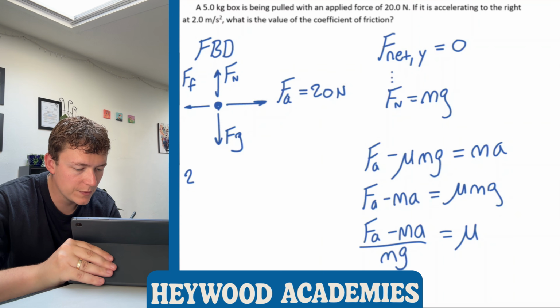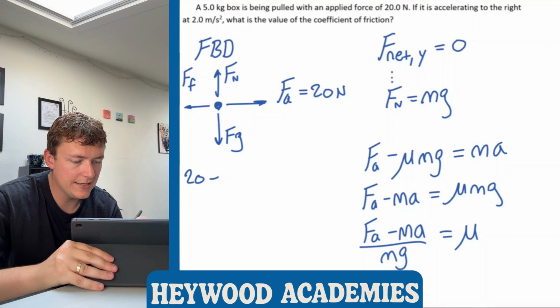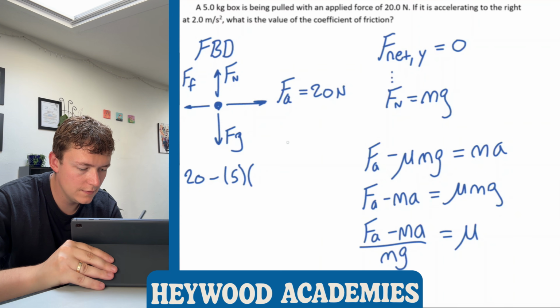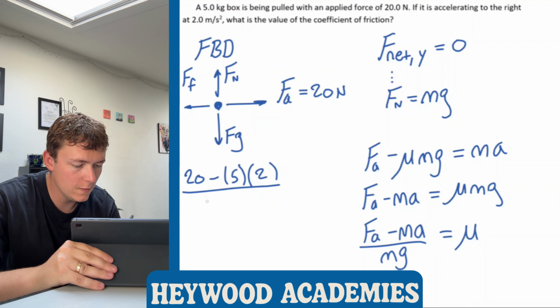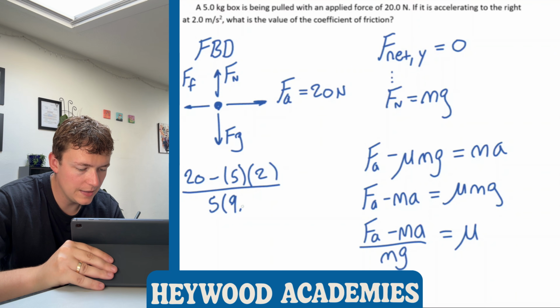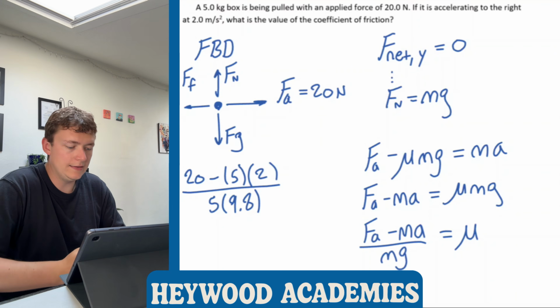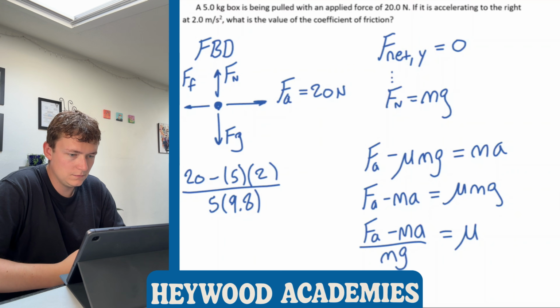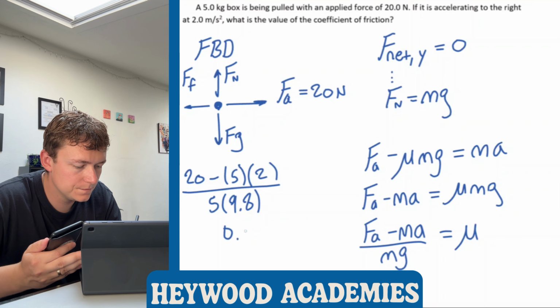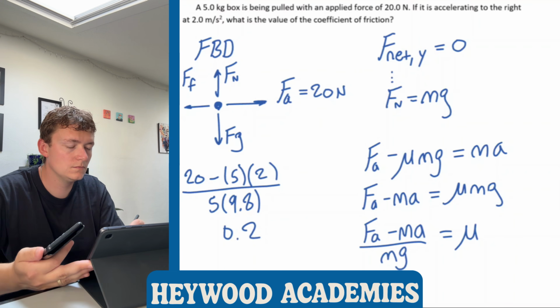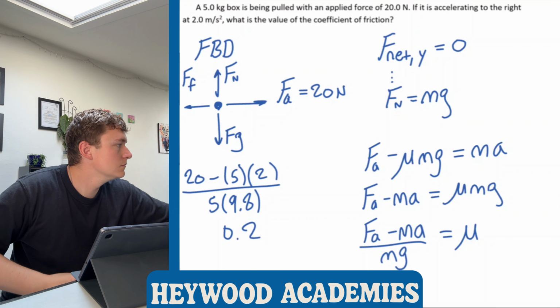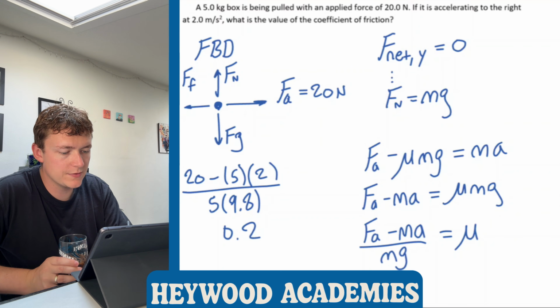So that applied force was 20, mass was 5, acceleration was 2, over 5 times 9.8. Alright, I'll plug that in and that'll give us our answer for that part. 0.2. Okay, let's see what we got for the next one.